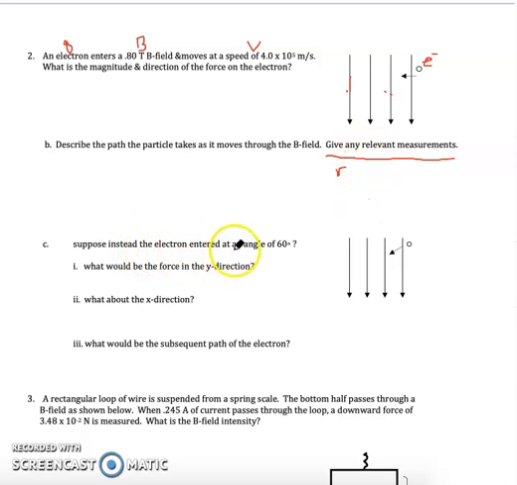So let's say instead the electron moves at some angle, 60 degrees. Okay, so from this diagram, it's not immediately obvious what the 60 degrees is. So let me draw that in. All right, so right here, it's going to be kind of tight. That's my 60 degree angle. I'm not going to write in 60 degrees there because I just don't have enough space. So we asked 3 questions from this. What would be the force in the y direction? What about the x direction? And then what would be the subsequent path of the electron? So I'm just going to set this up. I'm not going to solve it for you. I'm confident that you can figure this out.